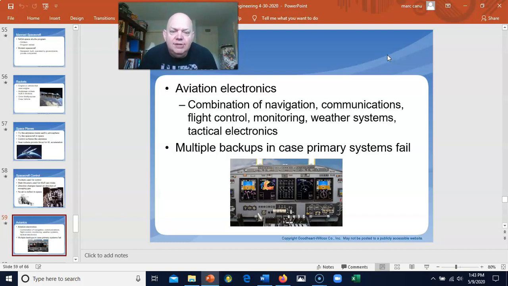Multiple backups in case the primary systems fail. Redundancy, redundancy, redundancy. Very important. Because if your primary goes out and you don't have a backup, you might have some bigger problems on your hands.